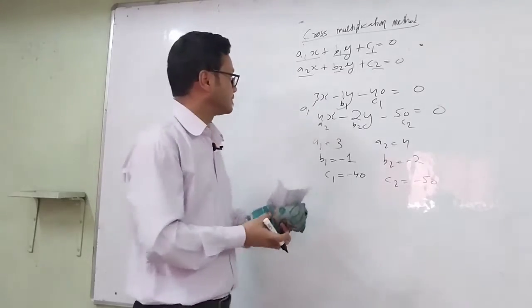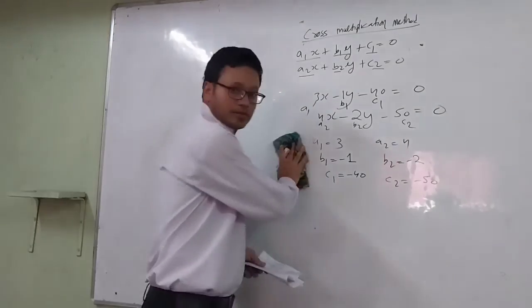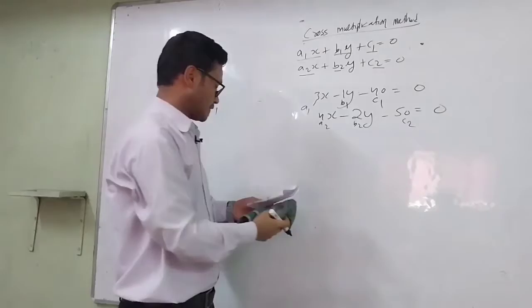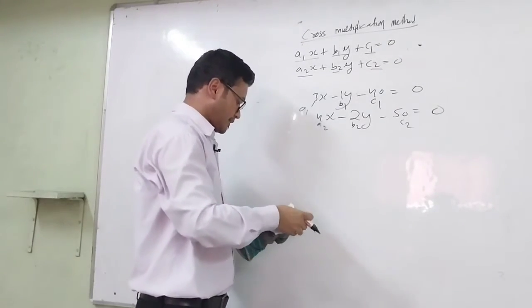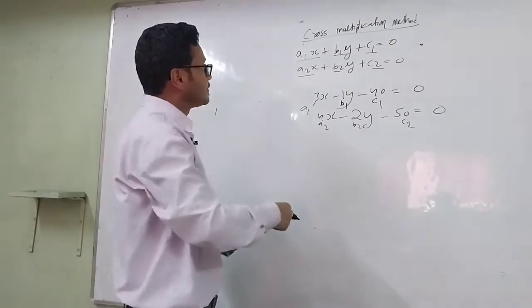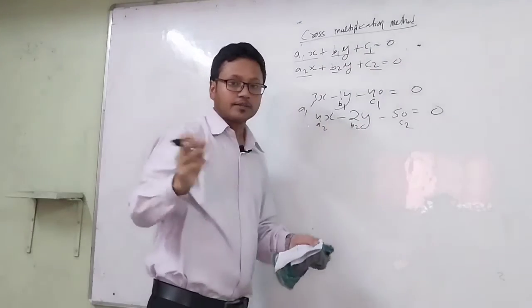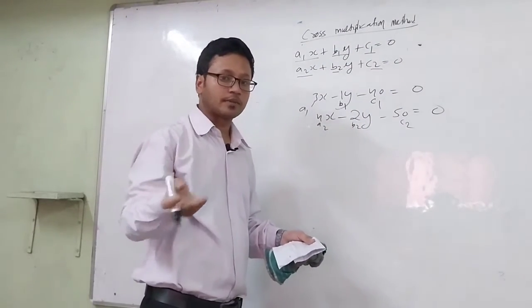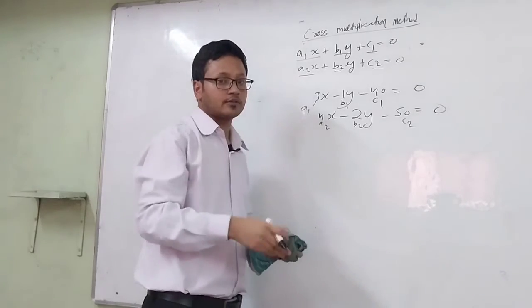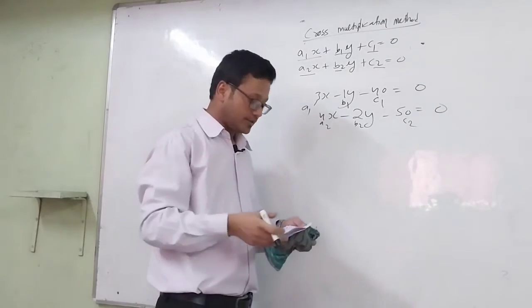Now what is the method? How can we solve? Whenever we see the questions, there should be 3 terms and 0 out here. We have to make 0. If there are only 2 terms, we have to make 3 terms by bringing that particular number to the other side. We'll do that in the next video.